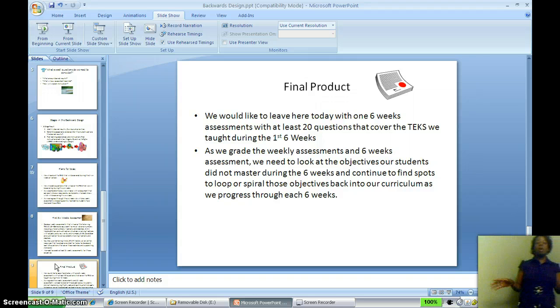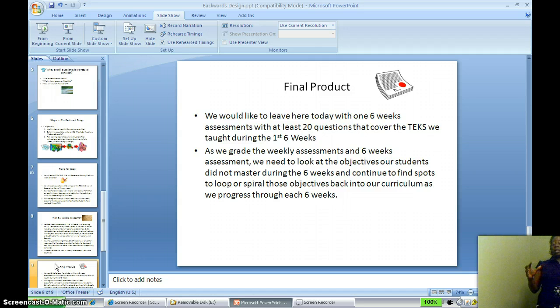Now, what do we want our final product to look like? How is our day going to end? What should we leave here with in our hands? We need to leave here today with 1 6 weeks assessment and at least 20 questions that cover the TEKS that we've taught during the first 6 weeks of school. Then we want to leave with at least 6 weekly assessments that show what we covered each week, that will link into our big 6 weeks assessment.